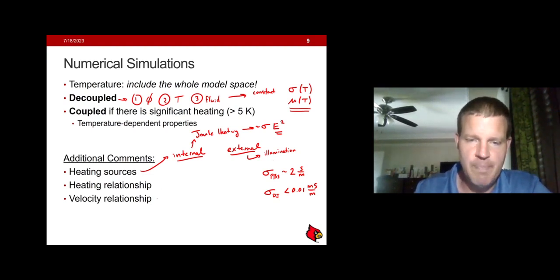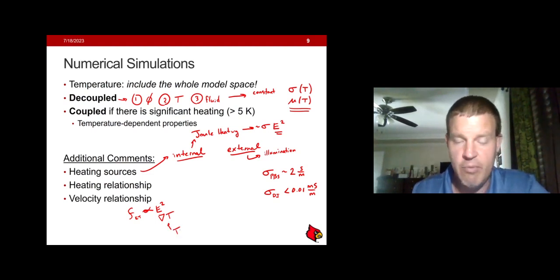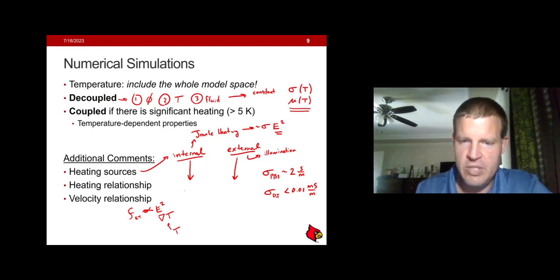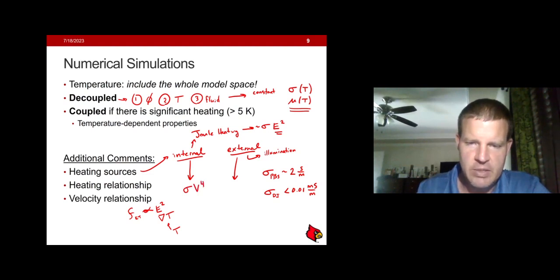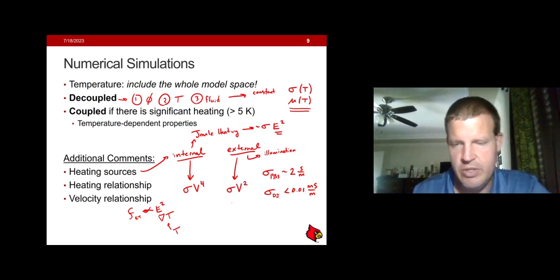So we've talked about the heating relationship, but with respect to the velocity relationship, you also know that the electrothermal fluid body force is proportional to the electric field squared, but it's also proportional to temperature gradients. And those temperature gradients, however much you're heating it, are going to influence your electrothermal flow as well. So let's get back to it. Internal, external. Taking all this together, and I'm going to substitute voltage in instead of electric field: if it's internal, your electrothermal fluid velocity is proportional to conductivity, voltage to the fourth, where if it's external heating, it's conductivity, voltage to the second.